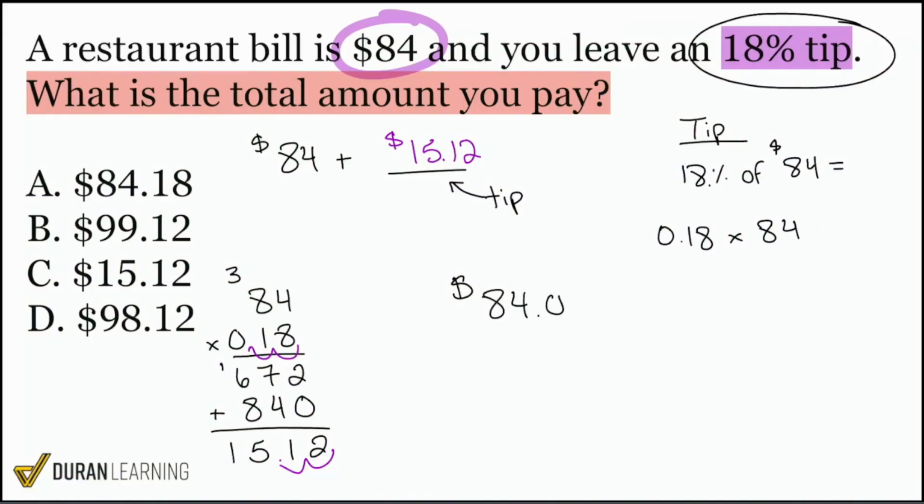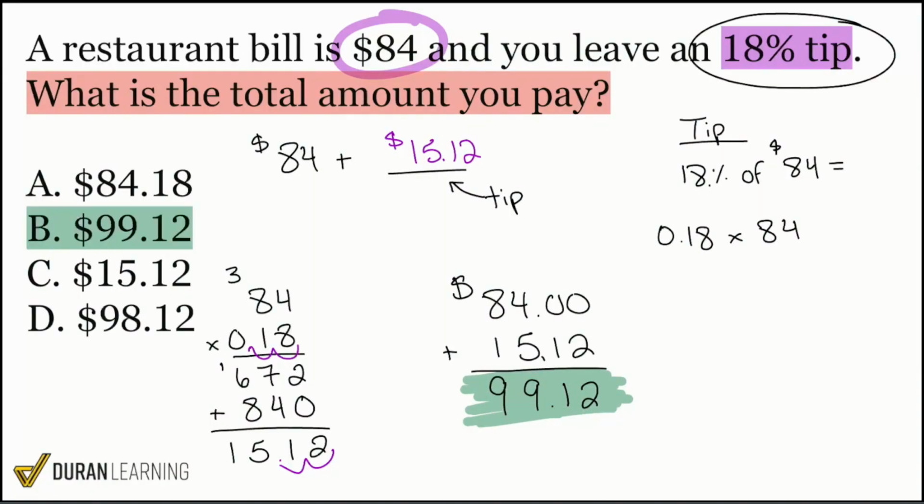$84 and no change plus $15.12. Bring this together now, so we'll have 12 cents at the end. 9 right there, 9 right there. And that's $99.12. That is the proper final answer. That'll be answer choice B.